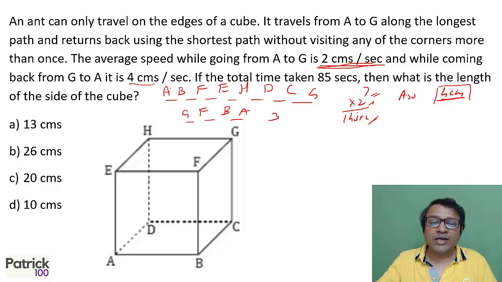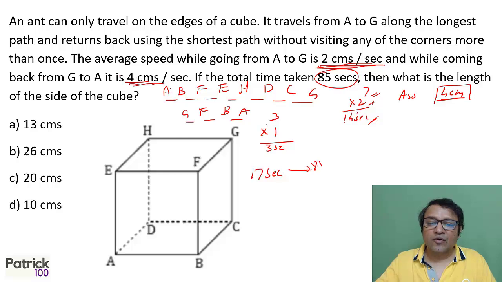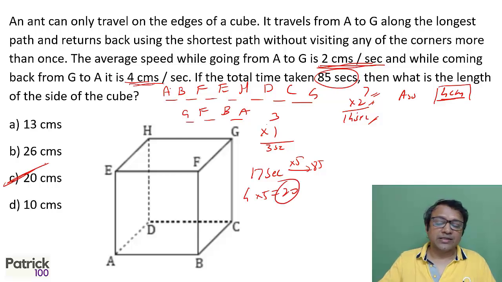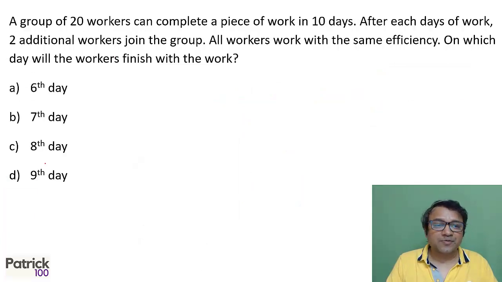While coming back he travels only 3 sides. Each side takes only 1 second because he comes back at 4 centimeters per second. So 3 seconds. The total time taken is 17 seconds. But they have said the total time taken is 85 seconds, which is 5 times. That means the side also will be 5 times, 4 into 5, 20. That will be the length of the side, option C. So assuming 4, we get 17 seconds, but actually 85 is 5 times, so the actual length of the side should also be 5 times, which is 20 centimeters.